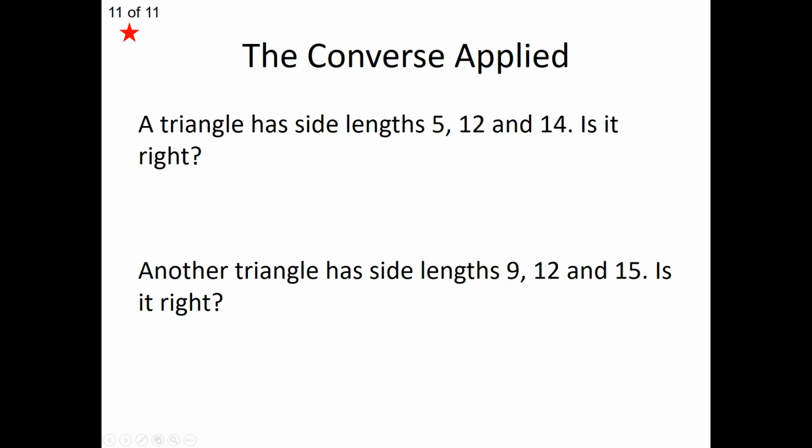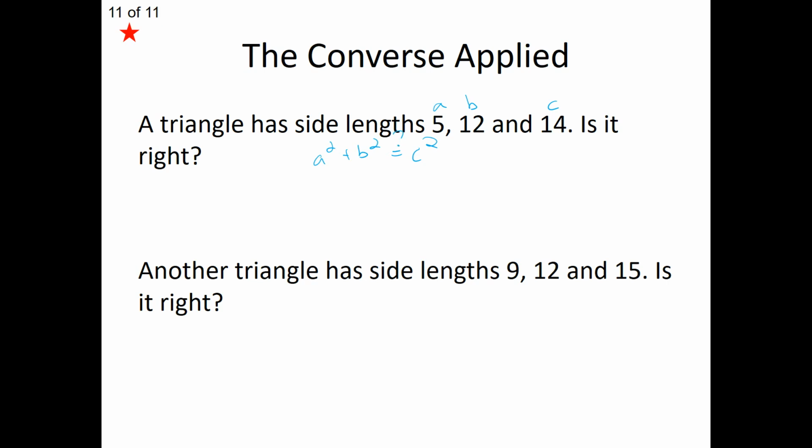So a triangle has side lengths 5, 12, and 14. Is it right? Well, let's test this. We have then our A, B, and C values. Now notice that I let my C value be the largest value. It needs to be the greatest. So now let's plug these into the equation, A squared plus B squared is equal to C squared. And really it's more of a question.